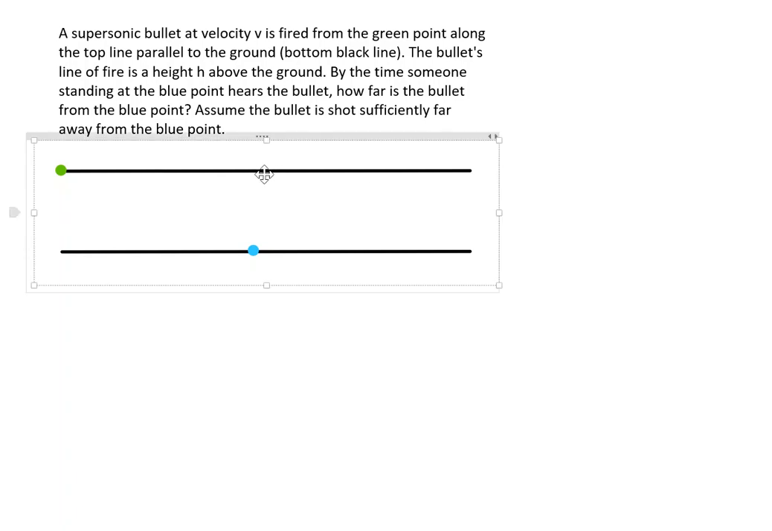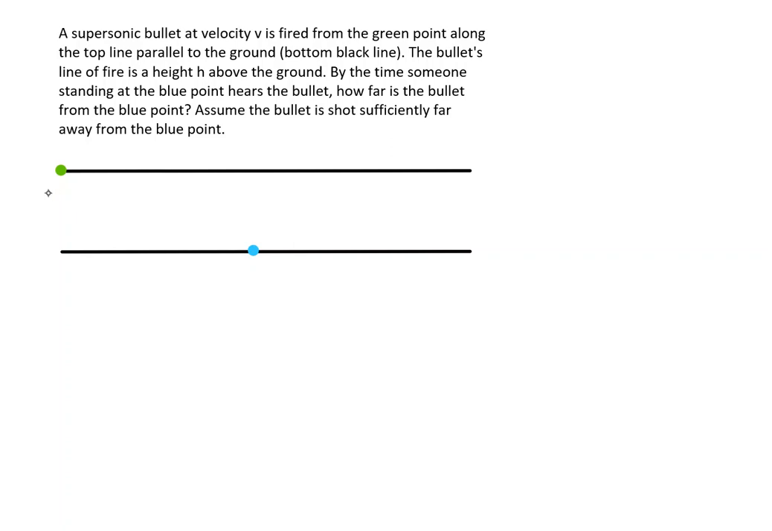So in this problem, we have this diagram here, and essentially what we're given is that this green point is where we start with our bullet, and the bullet is fired along this top black line, which is parallel to the ground, which is the bottom black line. And we have an observer here listening for the bullet as it travels across this line of fire. And it's asking for, by the time the blue point hears the bullet, where is the bullet? And that's essentially what we're trying to find here. So let's first label what we know.